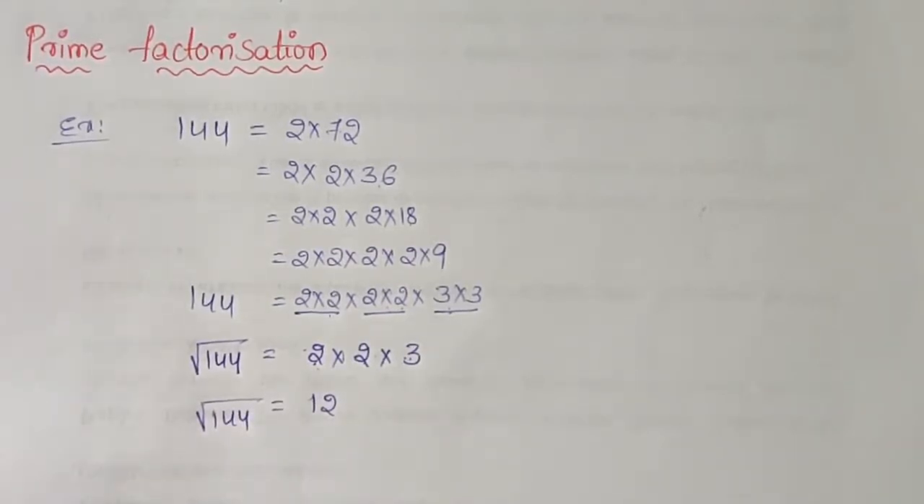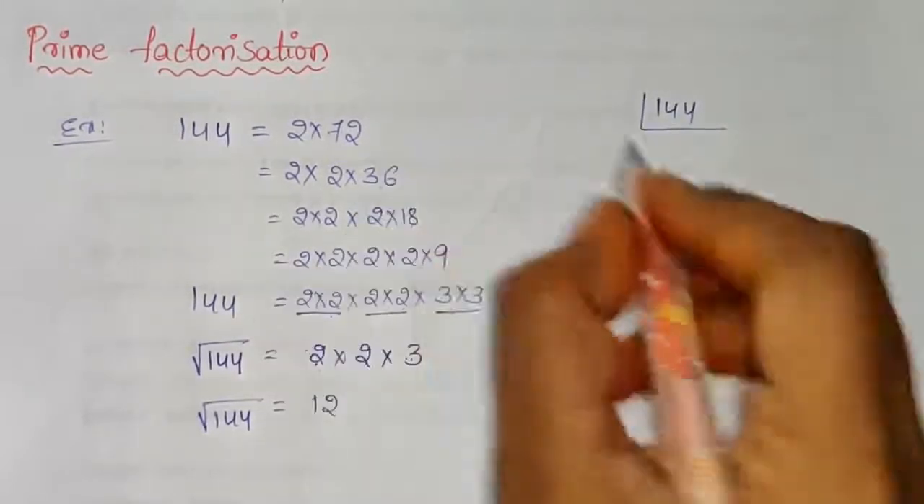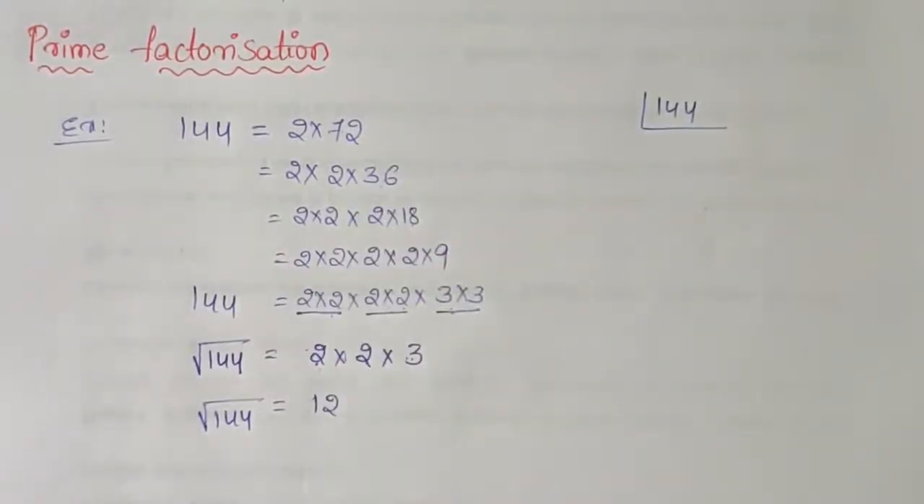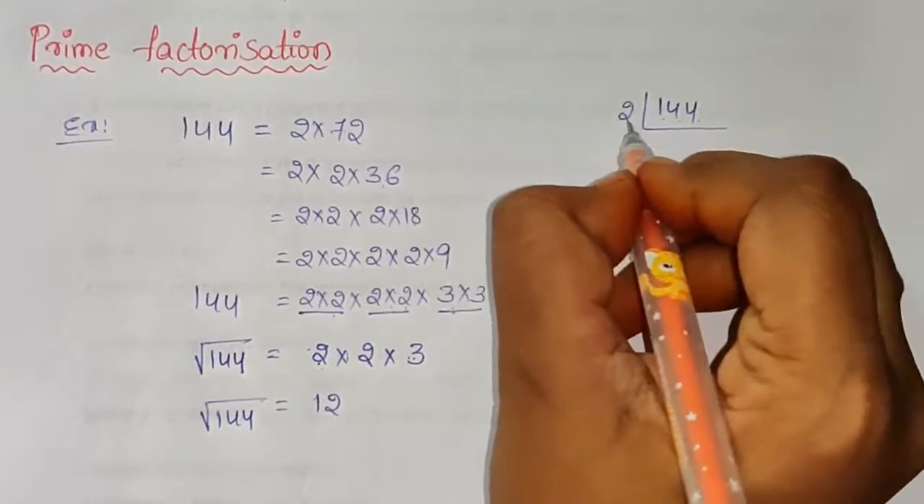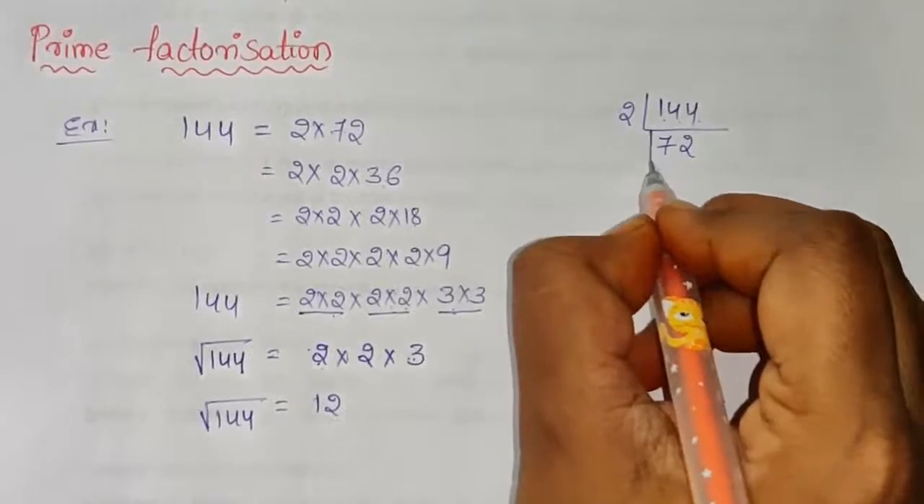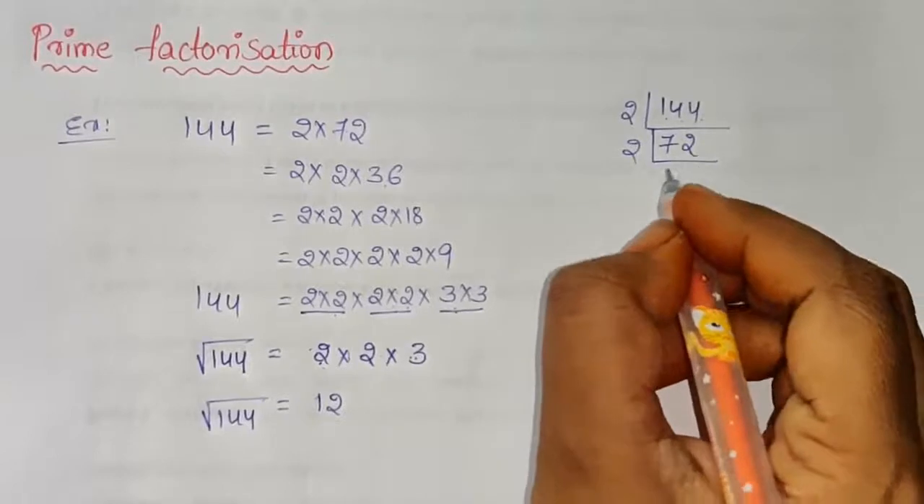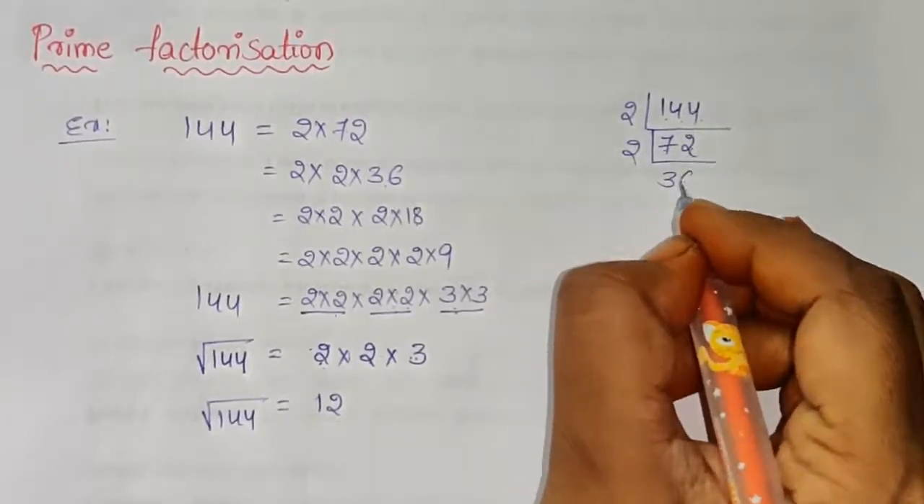Okay, this is the prime factorization method. If you are having difficulty finding the prime factors, you can go with another method. Take 144. Now take the prime numbers. The smallest prime number is 2. Yes, 144 is divisible by 2, so I am taking 2 first. 2 7s are 14 and 2 2s are 4. Then again it is divisible by 2, so I am taking 2 again. This is 2 3s are 6 and 12.